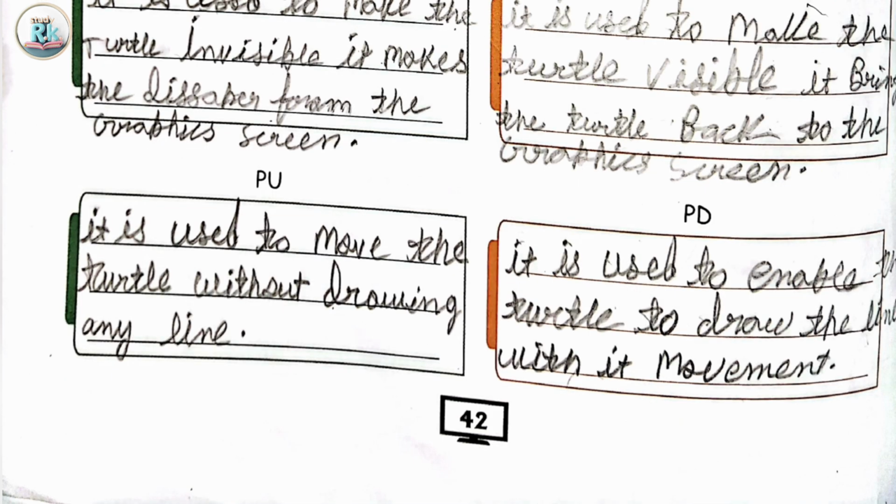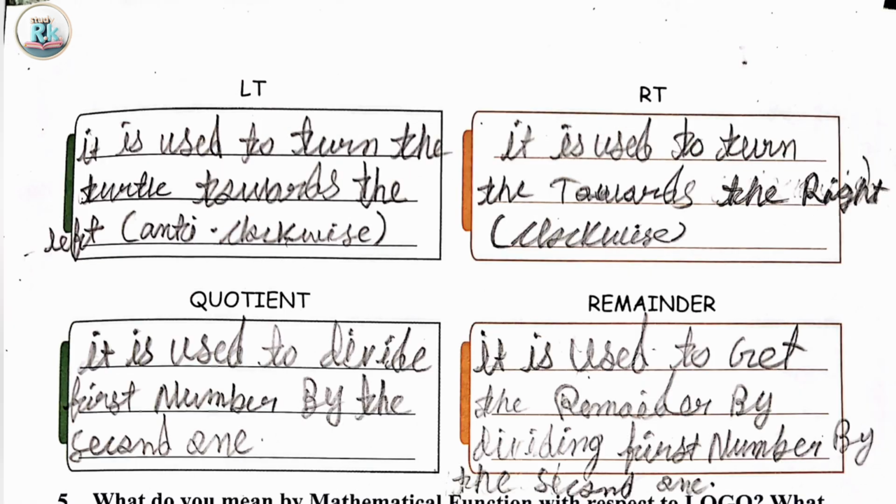B. PU and PD. Answer. PU. It is used to move the turtle without drawing any line. PD. It is used to enable the turtle to draw the line with its movement. C. LT and RT. Answer. LT. It is used to turn the turtle towards the left, anti-clockwise. RT. It is used to turn the turtle towards the right, clockwise.